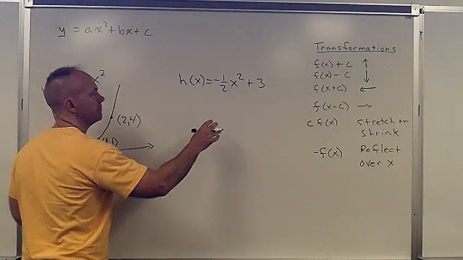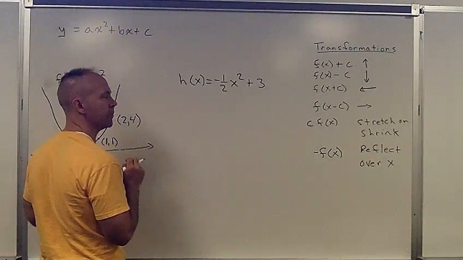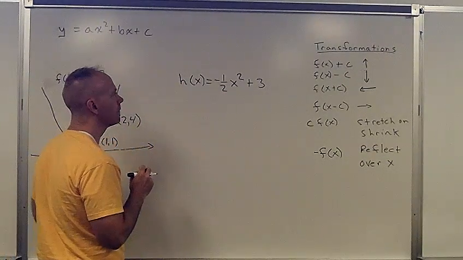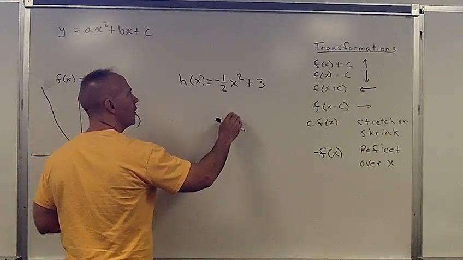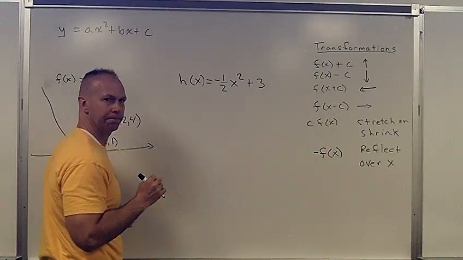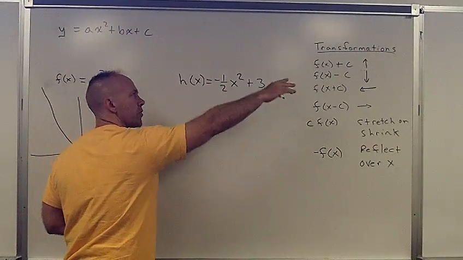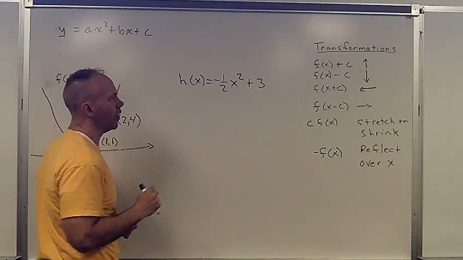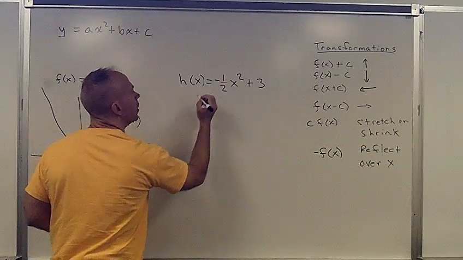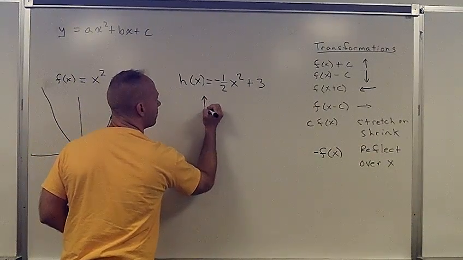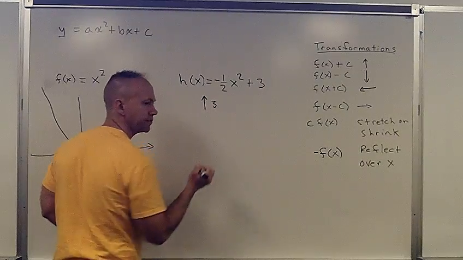Now, looking at this, I see 3 transformations going on here. First of all, the plus 3. Well, if I ignore the negative 1/2 and just look at the plus 3, that is a shift up. I'm adding 3 to x squared, so I've got a shift up 3 units.